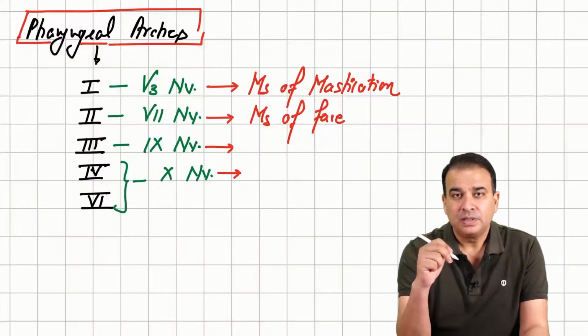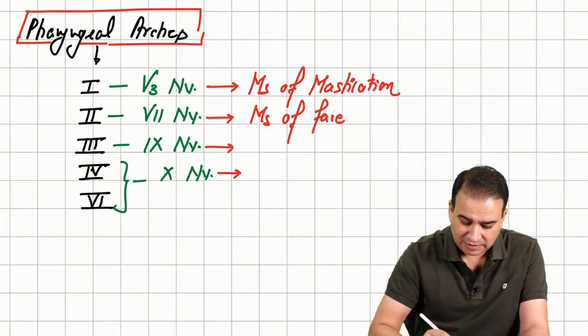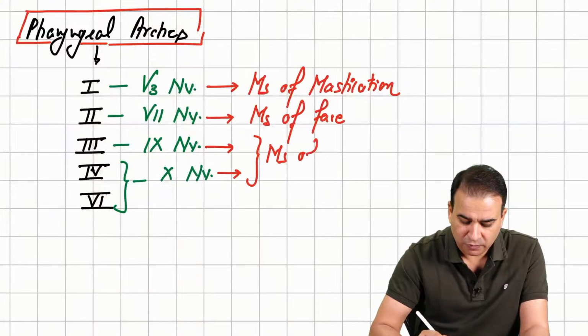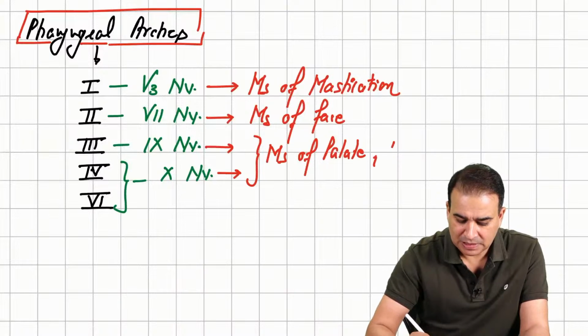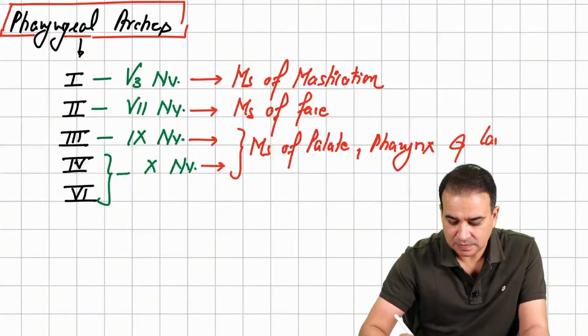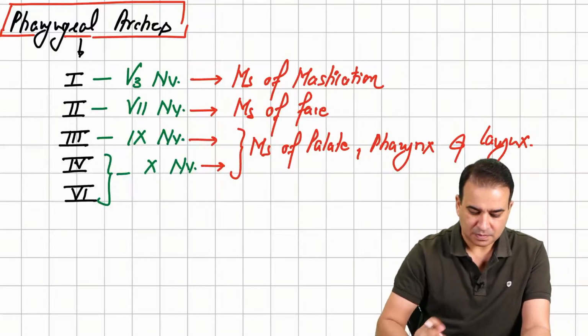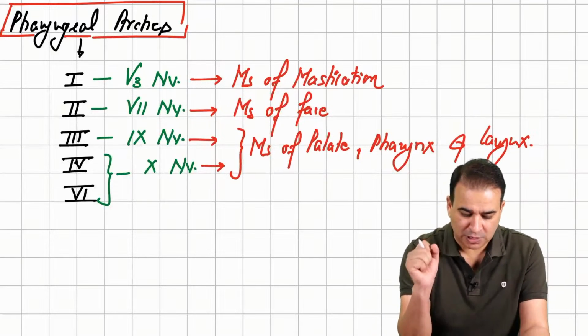Glossopharyngeal nerve and 10th nerve. 9th nerve and 10th nerve, if I talk about both the nerves together, they collectively supply the muscles of palate. They supply the muscles of pharynx. And they even supply the muscles of larynx. Palate, pharynx, and larynx.